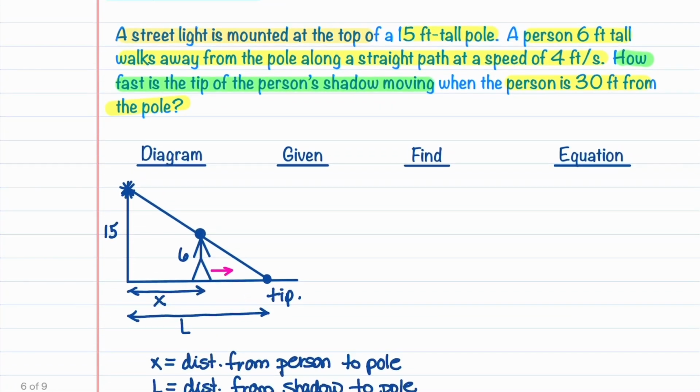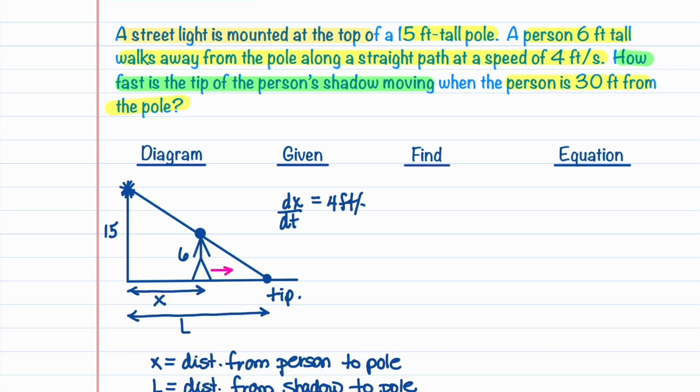Now let's go ahead and put down what we are given. We are told that the person walks away from the pole at a speed of 4 feet per second. So we can now say that dx/dt is equal to 4 feet per second. And we want to find how fast the tip of the person's shadow is moving. So that is going to be dL/dt. And we want to find that when the person is 30 feet from the pole. So that is when x is 30 feet.